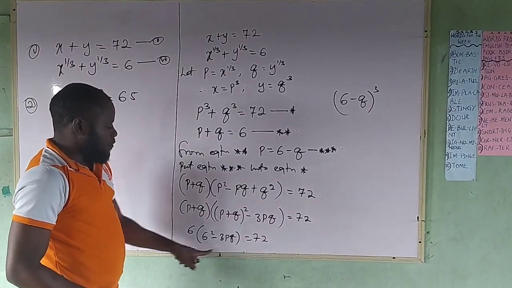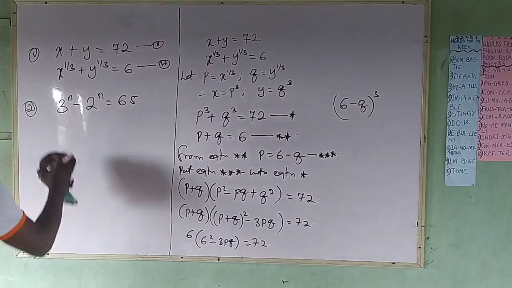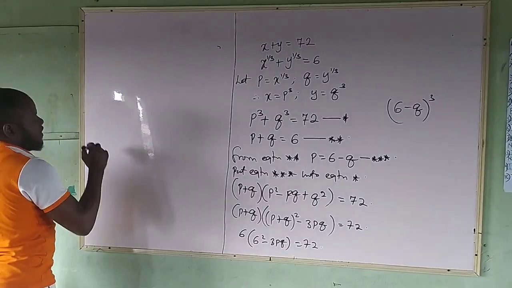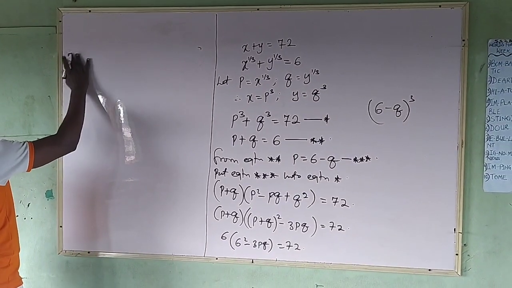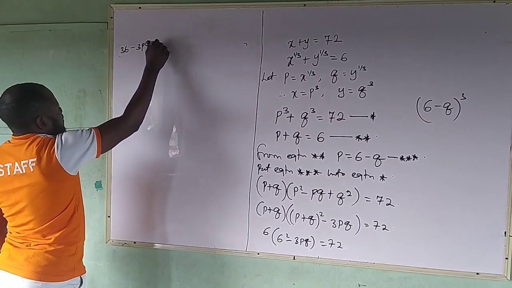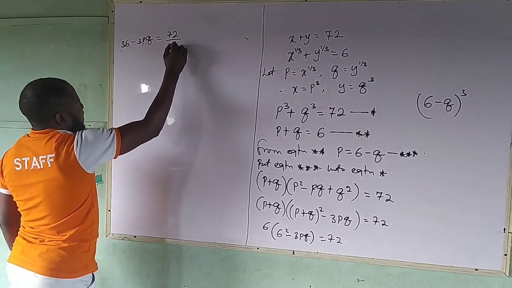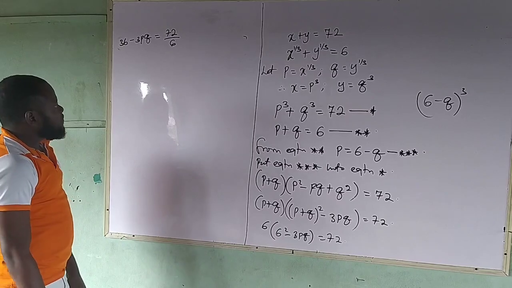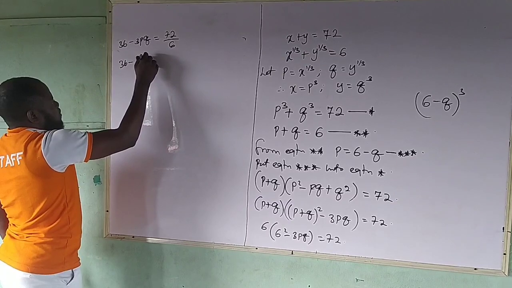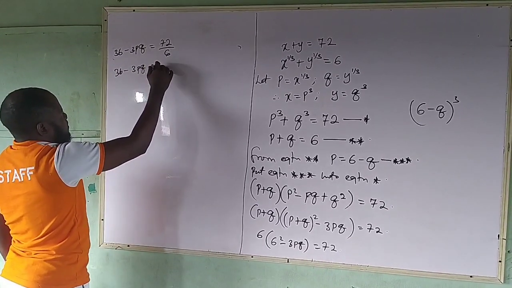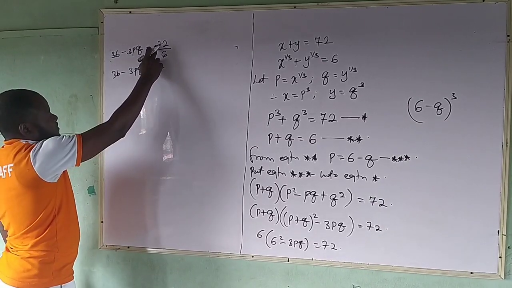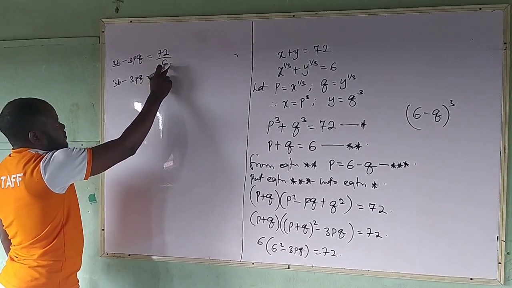So the first thing, divide both sides by 6. We therefore have, when you divide both sides by 6, 6 squared, which is 36, minus 3pq equals 72 divided by 6. So 72 divided by 6 is going to give us what? 36 minus 3pq equals, this will give us 12. Am I right? Yeah. Because 6 in 7, that's 1. Then 6 in 12, that's 2.